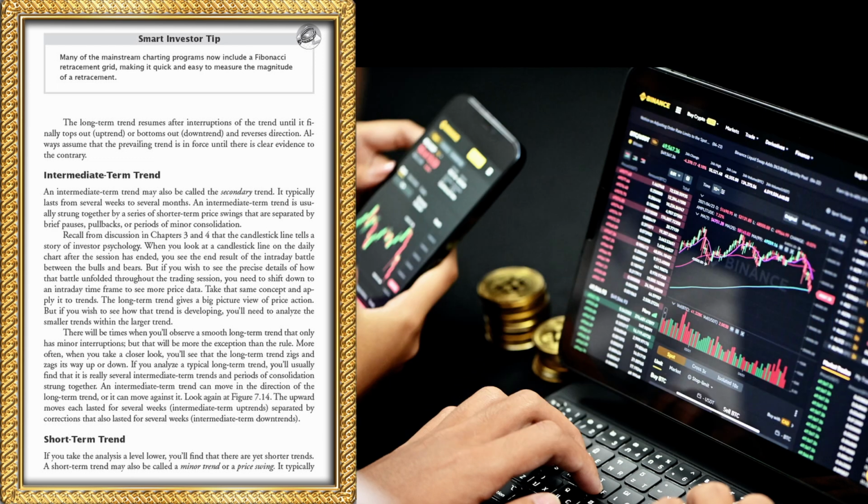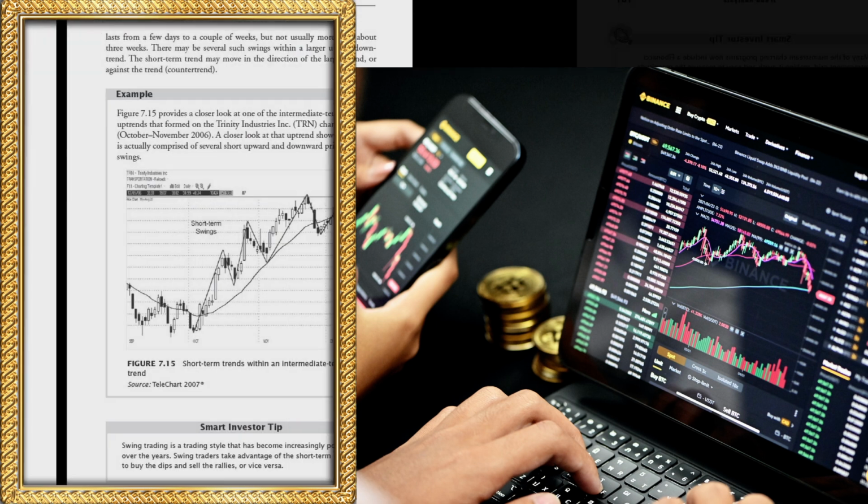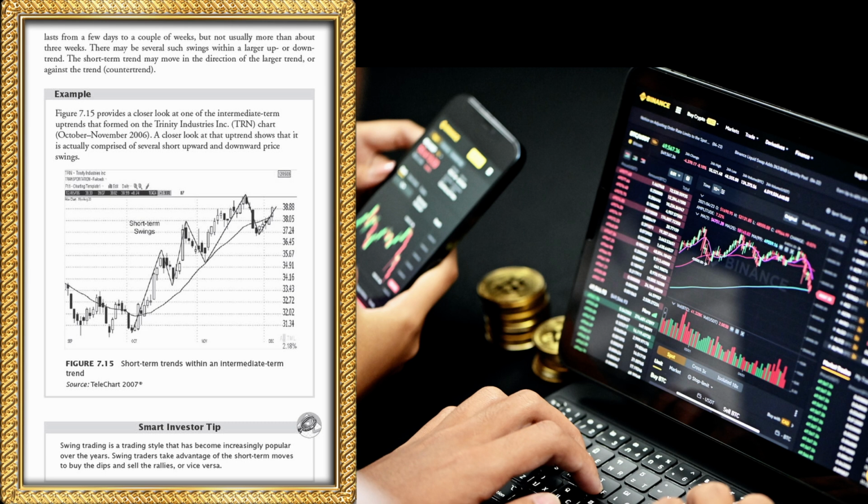Intermediate-term downtrends. Short-term trend. If you take the analysis a level lower, you'll find that there are yet shorter trends. A short-term trend may also be called a minor trend or a price swing. It typically lasts from a few days to a couple of weeks, but not usually more than about 3 weeks. There may be several such swings within a larger up or down trend. The short-term trend may move in the direction of the larger trend or against the trend, counter-trend.